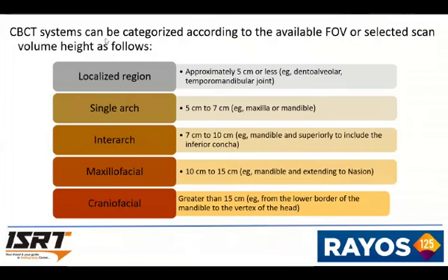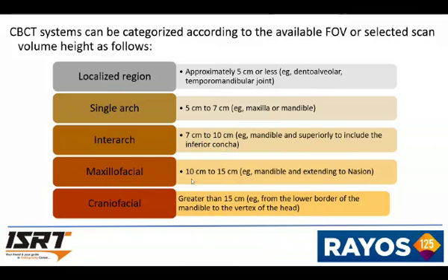CBCT systems can be categorized according to the available FOV or scan volume height as follows. Localized region: approximately 5 centimeters or less, for dentoalveolar or temporomandibular joint imaging. Single arch: 5 centimeters to 7 centimeters, for maxilla or mandible. Interarch: 7 centimeters to 10 centimeters, including the mandible and maxilla, with the inferior border included.